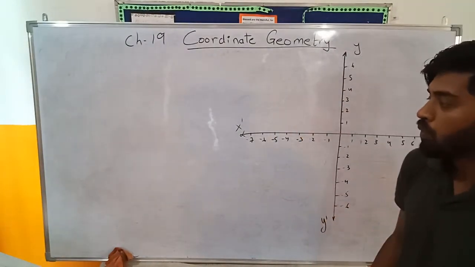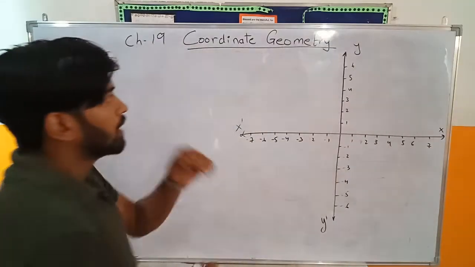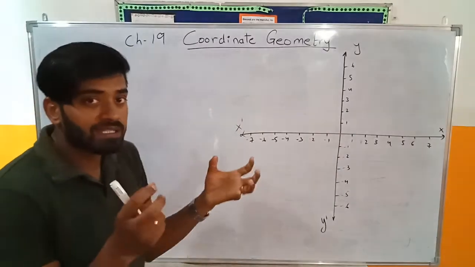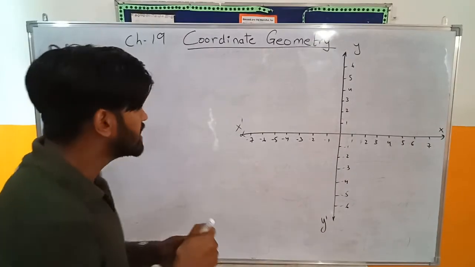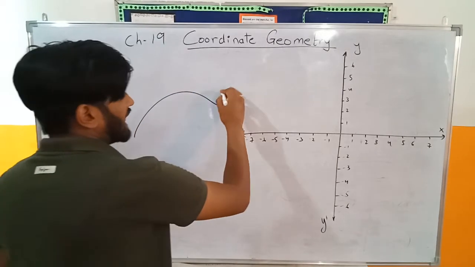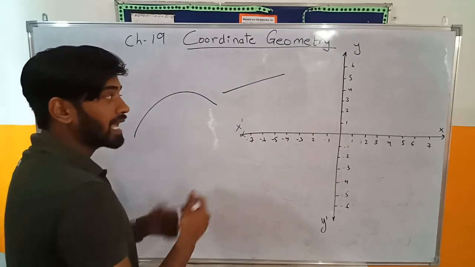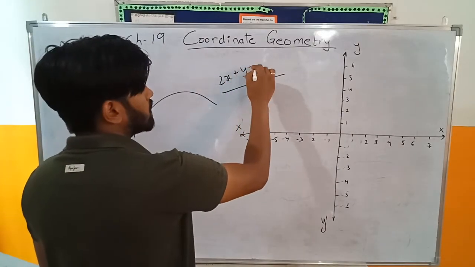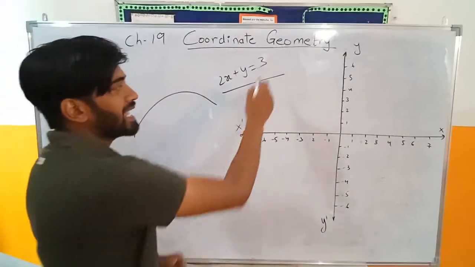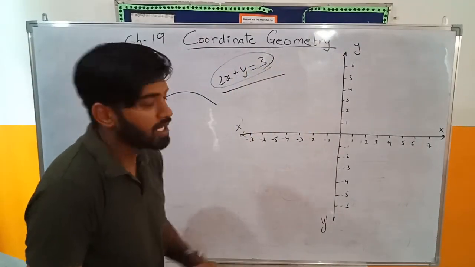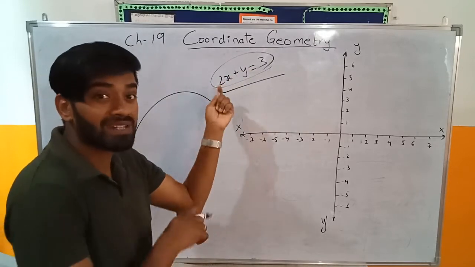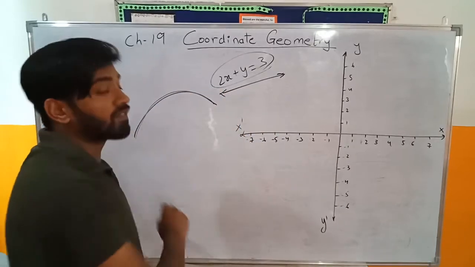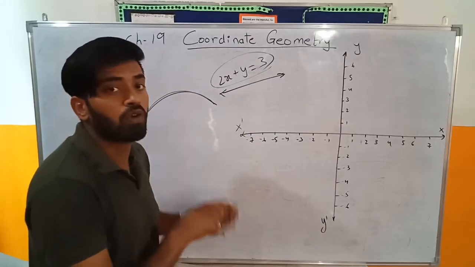So, what happened earlier was scientists found out that algebra and geometry can be combined together. So any curve or any straight line can be written in the form of an algebraic equation. For example, 2x plus y equals 3. This is an algebraic equation, everyone knows. But this algebraic equation I can transfer in the form of a line or in the form of a curve. I'll be talking about that today.